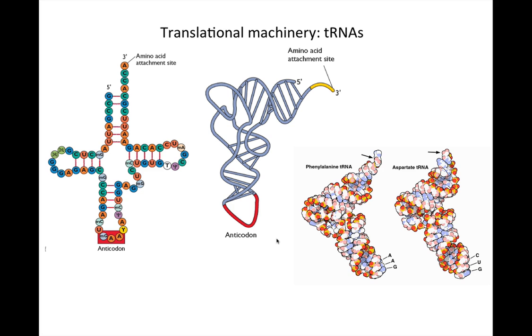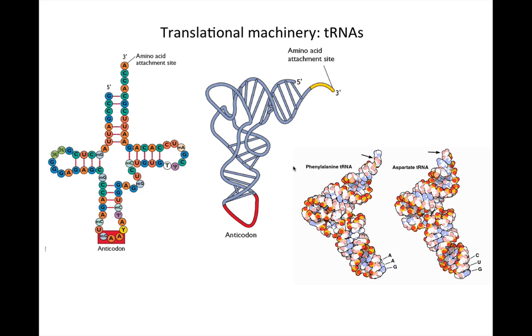tRNAs are another important part of the translational machinery. These are the adapter molecules that read the code on the mRNA and put in the right amino acid. And here are three views of tRNA structure. On the left is the linear sequence of different bases forming this tRNA. You can see the anticodon is at the bottom with the red box around it. This is the part that reads the mRNA triplet. And the amino acid attachment site is at the other end, at the 3' end.